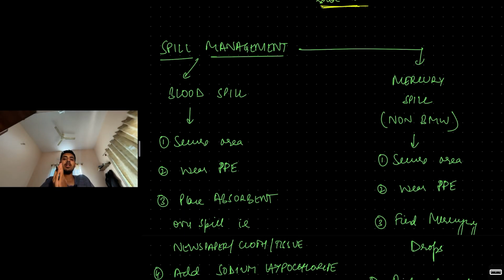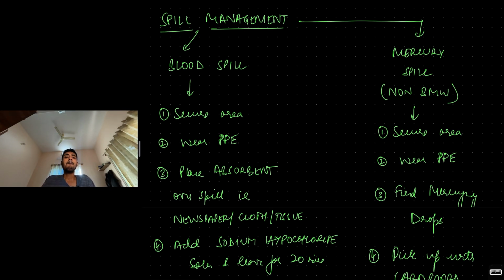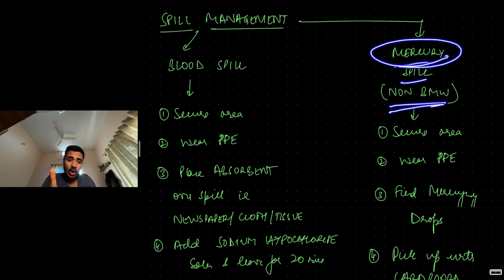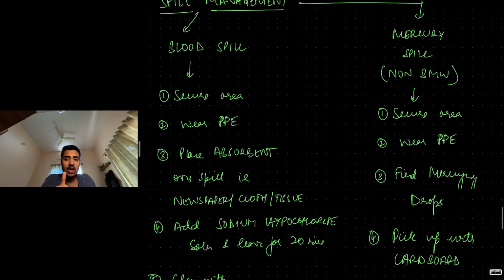See, spill management can be of two types. You can have blood spill and you can have mercury spill. Okay. Now, blood is a biomedical waste. Yes, mercury spill is a non-biomedical waste, but mercury is highly toxic, hazardous, so we need to have certain protocol.